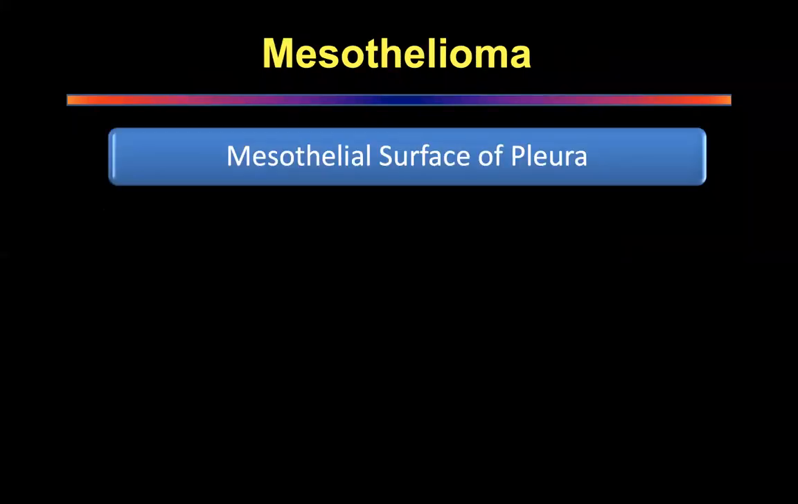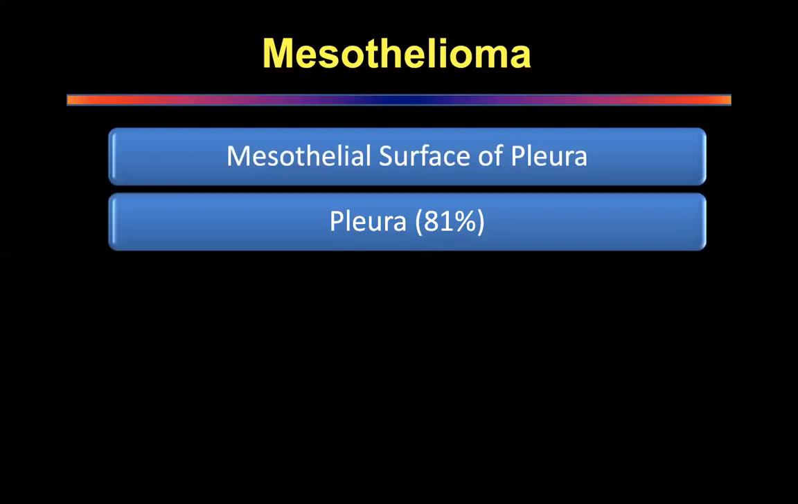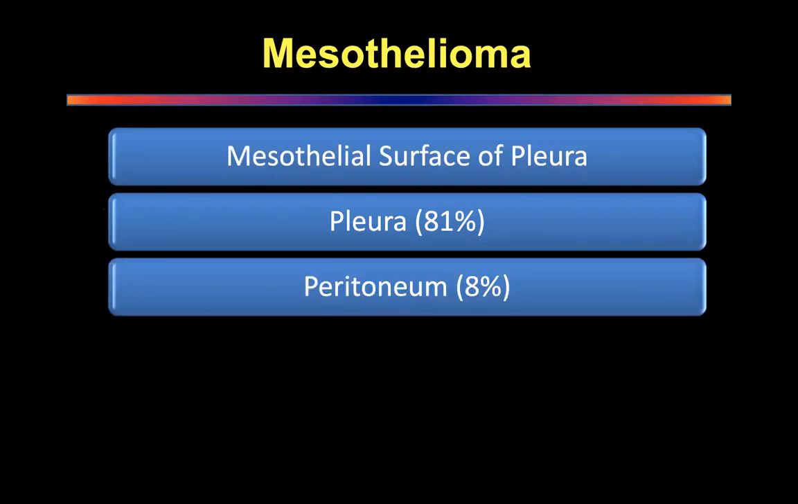Okay, so let's look at what is mesothelioma. We all understand mesothelioma is a malignancy which arises from the mesothelial surface of the pleura. The commonest area that you see mesothelioma is in the pleura, 81%, but mesothelioma can affect other lining membranes of the body, and amongst them is the peritoneum. So pleura and the peritoneum make up most of the cases. Almost 90% total would be either pleural cases or peritoneal cases.